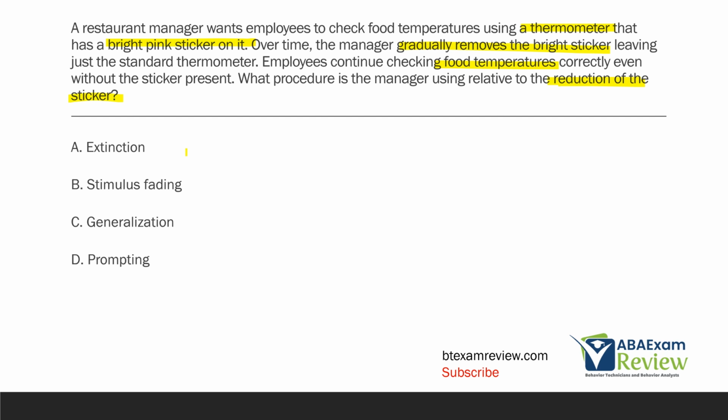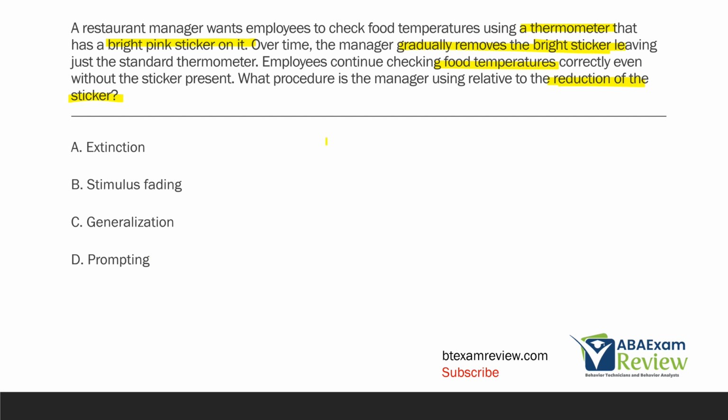A, extinction. With extinction, we're just withholding reinforcement for a previously reinforced behavior. There is no indication extinction is going on. We're not sure what consequences the manager is using. We're focused on that reduction of the sticker. So B, stimulus fading is what we're looking for. Prompt fading is also known as stimulus fading because we are reducing the stimulus or reducing the presence of a stimulus, like a prompt, or in this case, the bright sticker. We're fading out the stimulus.